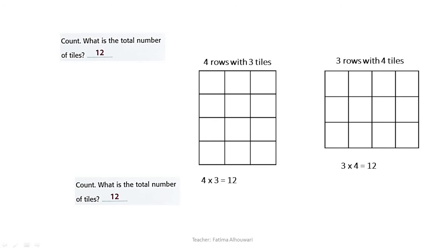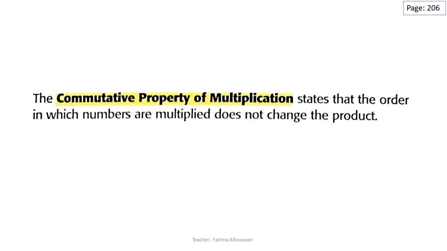Look at these two multiplication sentences, grade 3. Did the product change even though the order of the factors changed? Of course not. We get the same product in these two multiplication sentences. So we conclude that as we have a commutative property of addition, we have a commutative property of multiplication. And the commutative property of multiplication states that the order in which numbers are multiplied does not change the product.